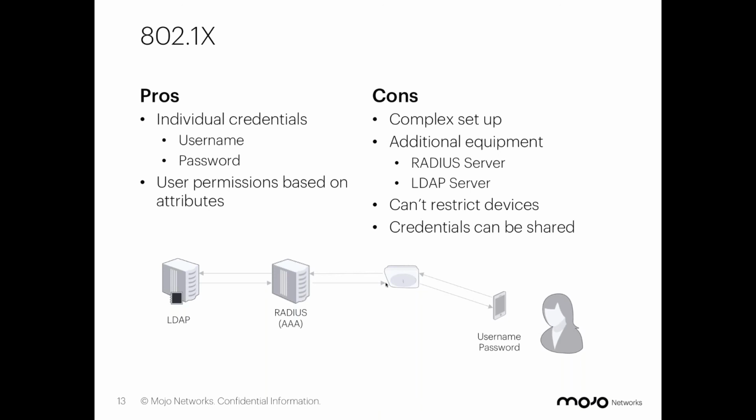The problem with that is it's pretty complex to set up. You have to have a RADIUS server. You may have to have a directory server like LDAP or Active Directory. They need to be able to communicate with each other. Those need to be set up on the wireless network. So when you connect to wireless, it connects to those systems so the user can get authorized.